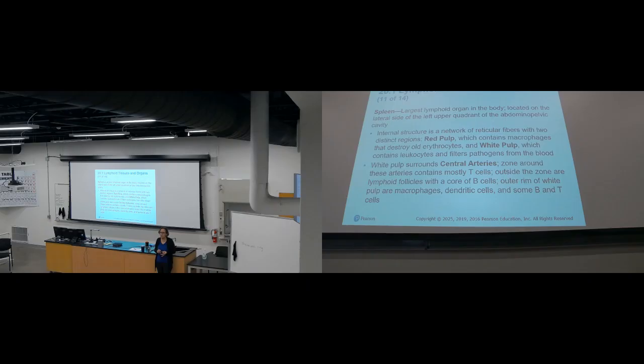And then you have two major tissue types in the spleen. You have red pulp and you have white pulp. In the red pulp, we have a lot of erythrocytes. That's why it's called red pulp. That's where we recycle the old erythrocytes. And in the white pulp, we have a lot of lymphocytes, and it looks pale in color. The white pulp surrounds central arteries, and these central arteries are surrounded by T cells and a core of B cells.